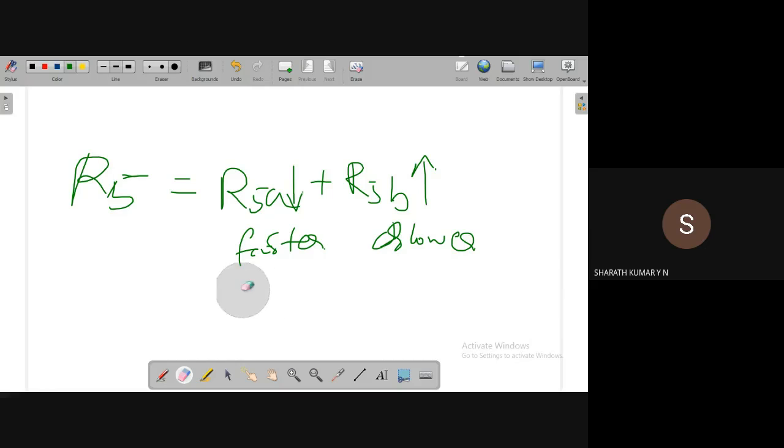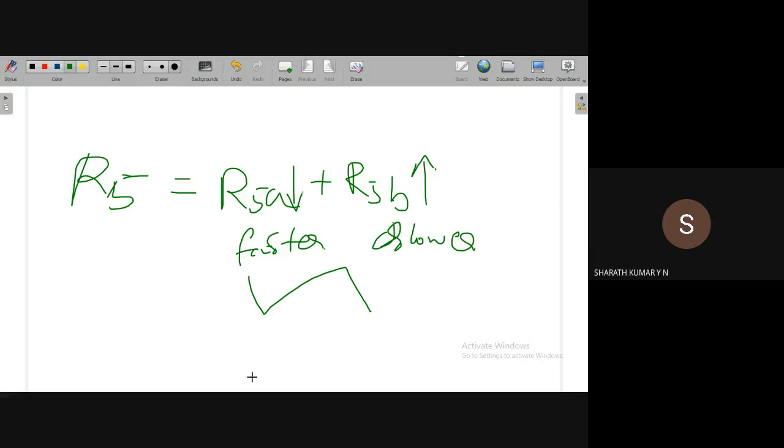It will be something like this. For this, the corresponding Schmitt trigger output will be something like this, and this will repeat like this. I wrote this waveform wrong. Corresponding to this position, it should be something like this.